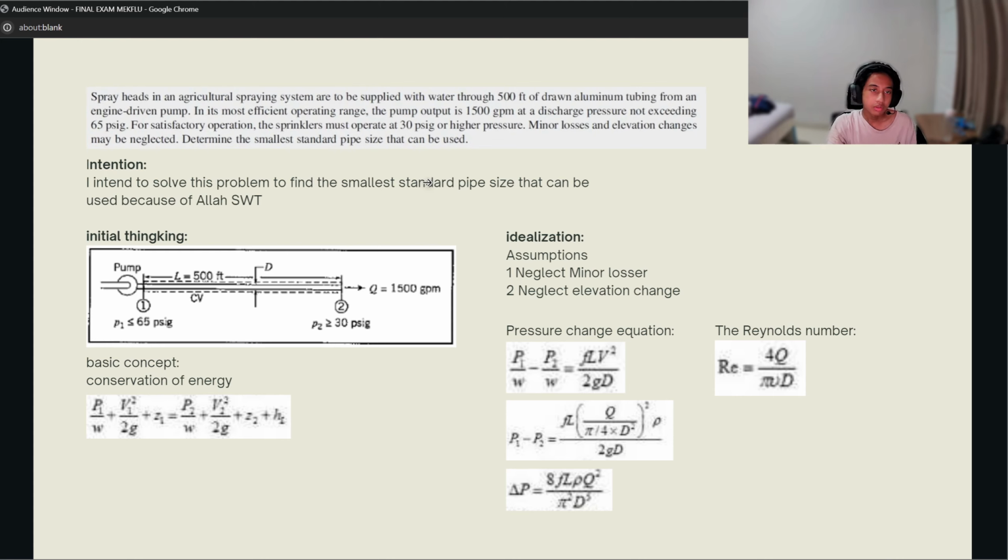So, same like before, we need to do the intention first. So I intend to solve this problem to find the smallest standard pipe size that can be used. Next we move on to the initial thinking.